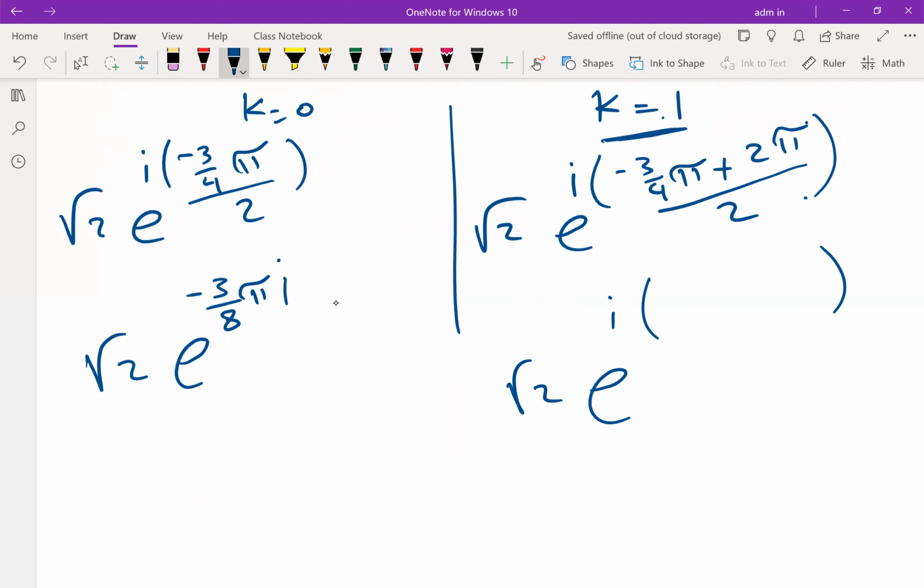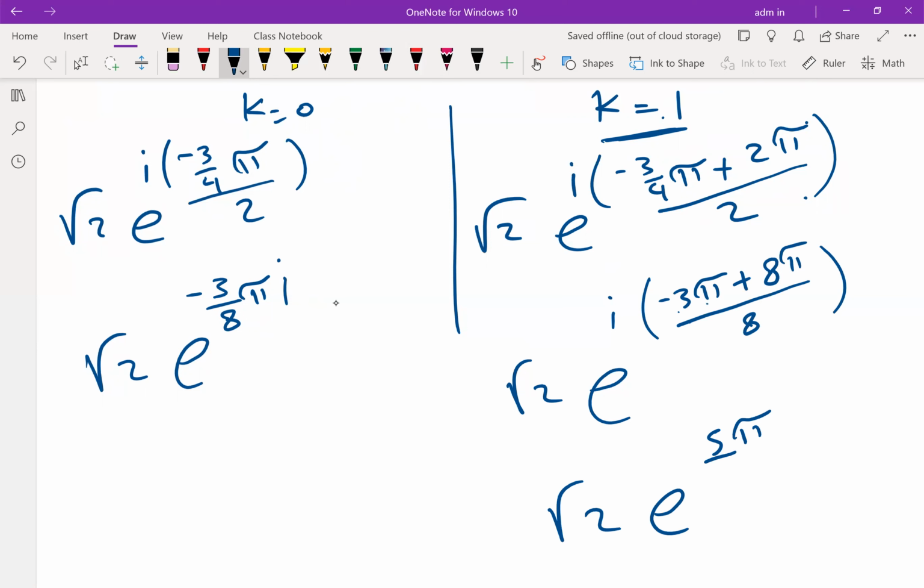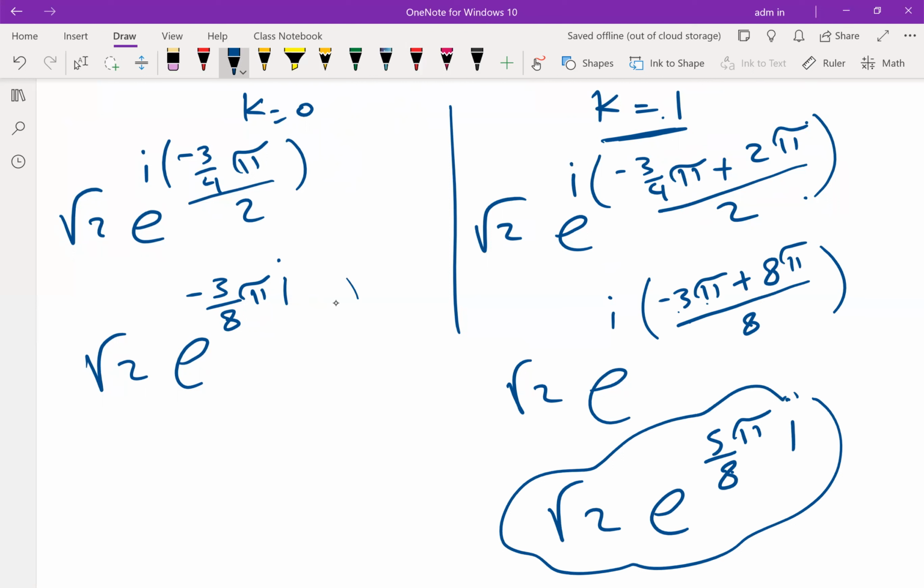This answer will be square root of 2 e to the power of i. If you multiply up and down by 4, or you can use your calculator to get the exact value directly, will be negative 3 pi plus 8 pi divided by 8. So it will be square root of 2 e to the power of negative 3 pi plus 8 pi, which is 5 pi. So the final answer will be 5 pi over 8 times i. This is the second square root and this is the first square root. Thank you.